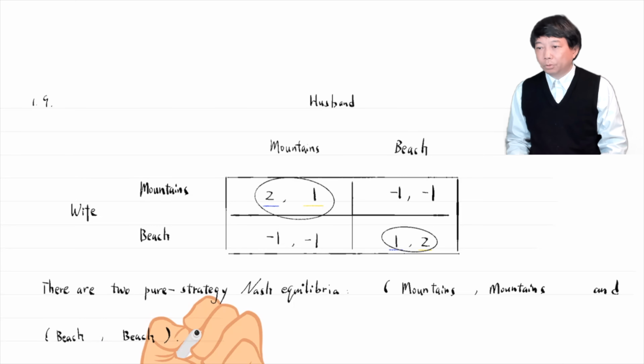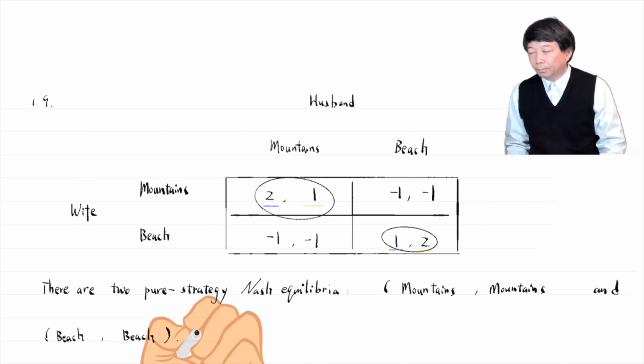The payoffs do not make sense. The wife prefers the ocean, so she should have a higher payoff going to the beach with her husband than going to the mountains with her husband. But this may be a typo. Swapping the position of the players will lead to a payoff matrix consistent with the description of the exercise.